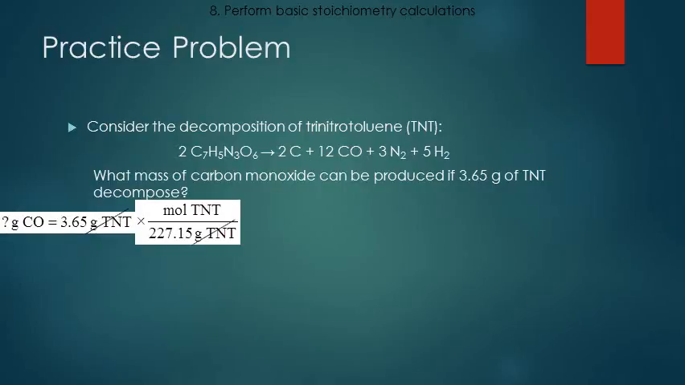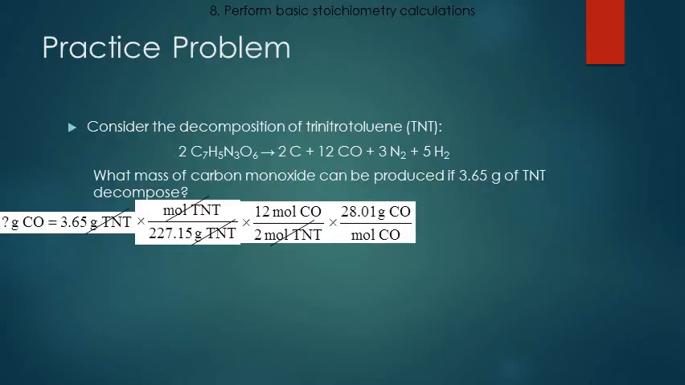Now that we have moles of TNT, we want to convert that into moles of carbon monoxide. From our balanced equation, we can see there are 12 moles of carbon monoxide produced for every 2 moles of TNT that react. So there's your conversion factor. And then finally, to convert that into a mass, we want to use the molar mass of carbon monoxide of 28.01 grams. Notice all your units have canceled now, and this gives you 2.7 grams of carbon monoxide.